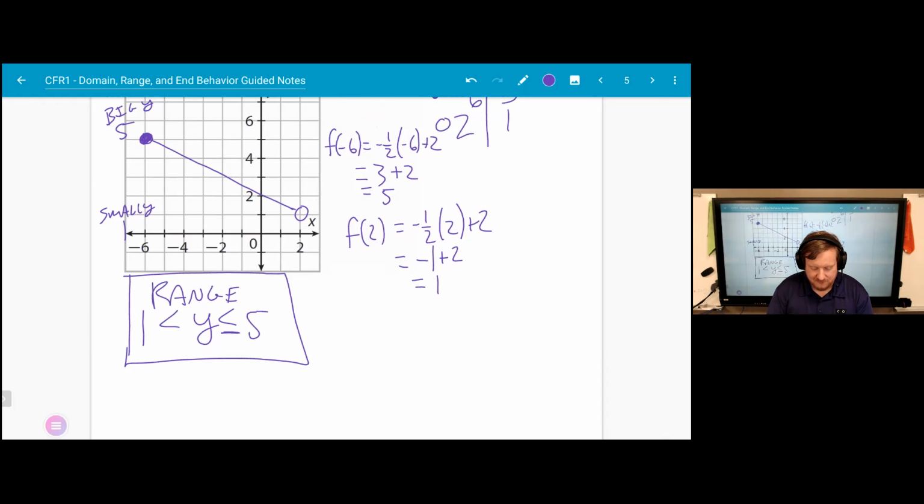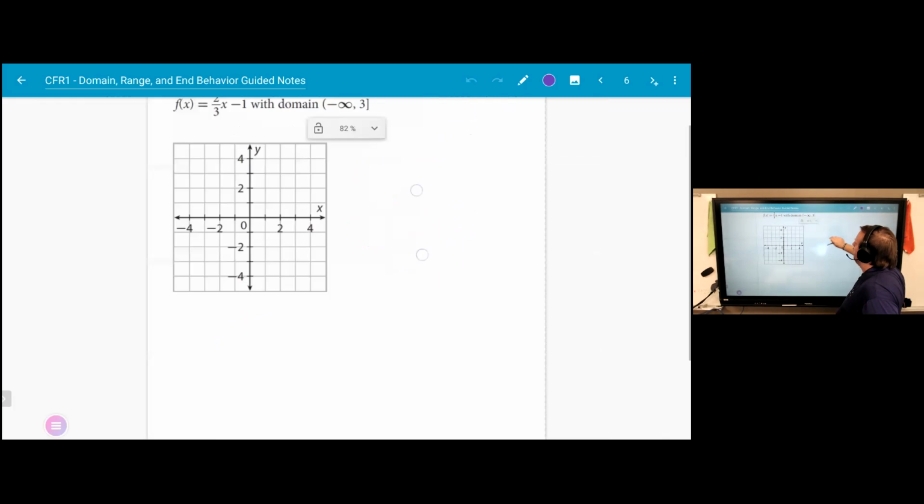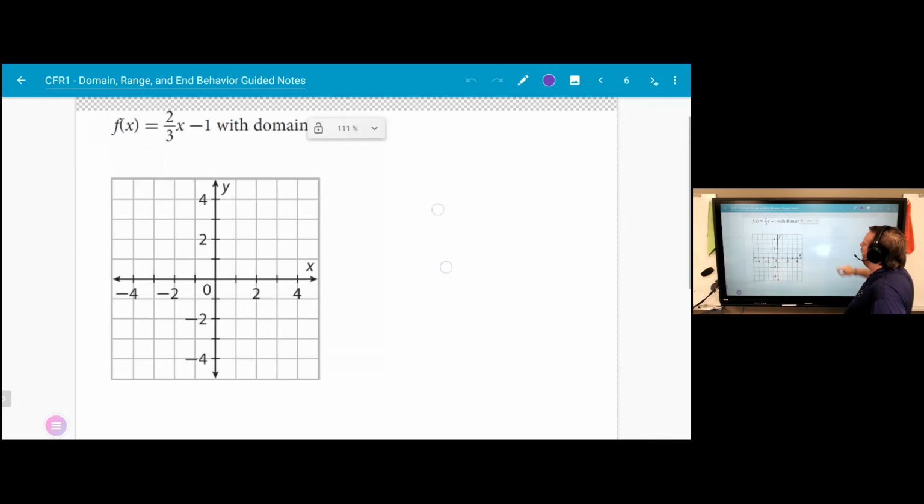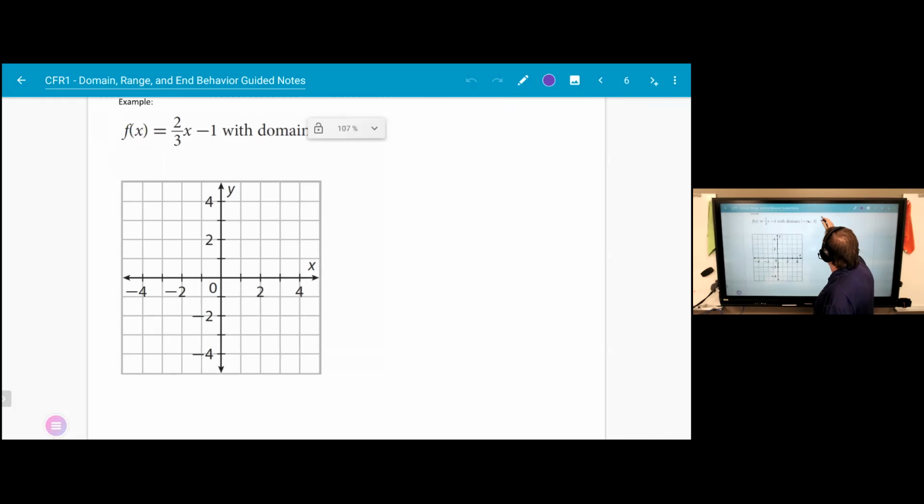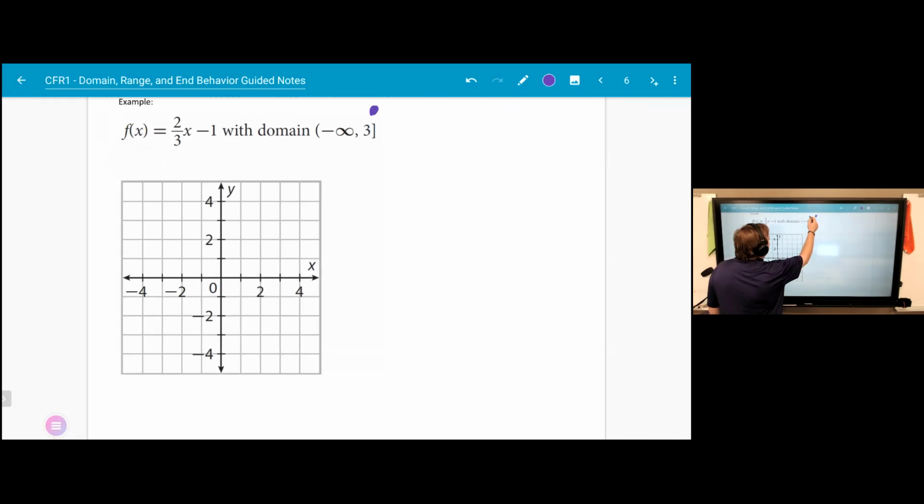Okay. Actually, you got one more. Okay. We do have another one. This is another ray. It's going to look a little bit like this. My biggest x value is 3. My smallest is negative infinity. This is going to be a ray that looks something like this.